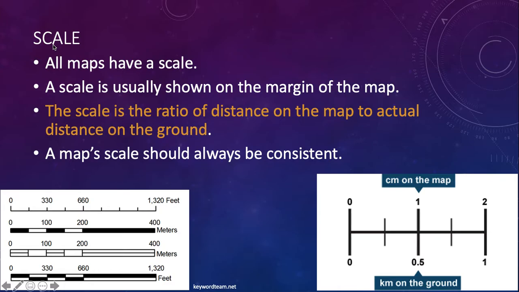All maps should have a scale. A scale is usually shown in the margin of a map, and the scale is the ratio of distance on a map to the actual distance on the ground. So on the one on the right, you see centimeters on the map. 1 centimeter on the map is equal to half a kilometer on the ground. So the ratio of distance on the map to actual distance on the ground is called the scale, and it needs to be consistent throughout the map.